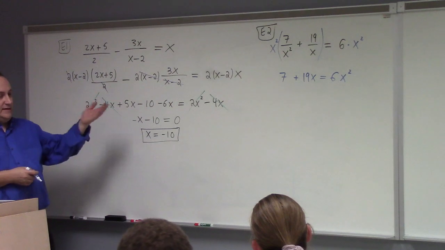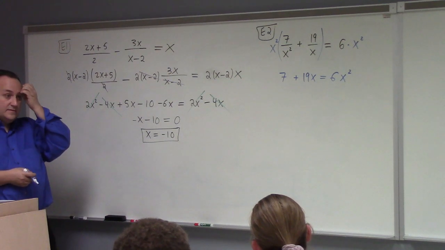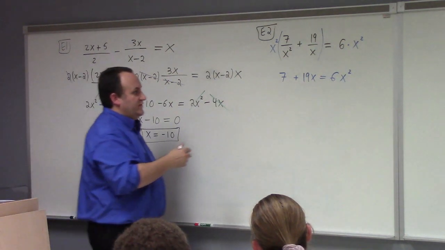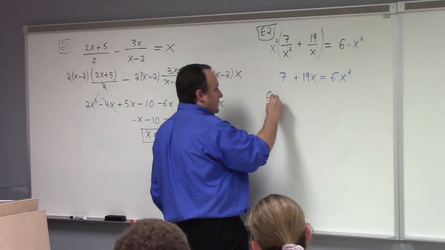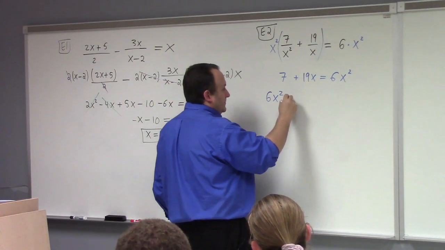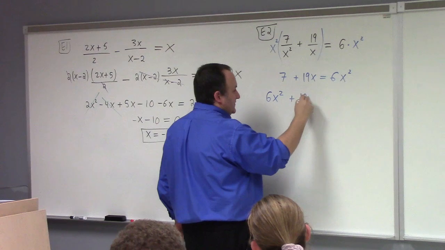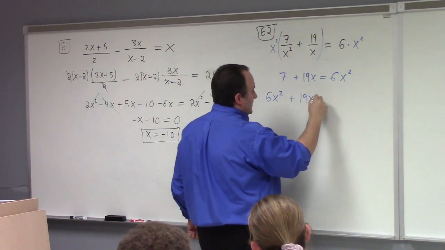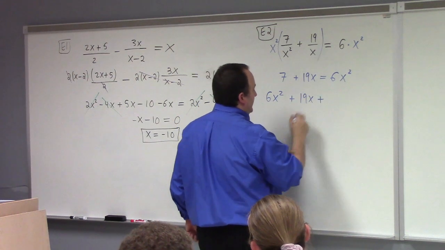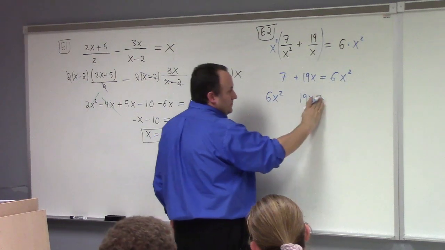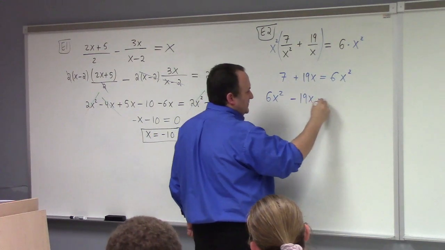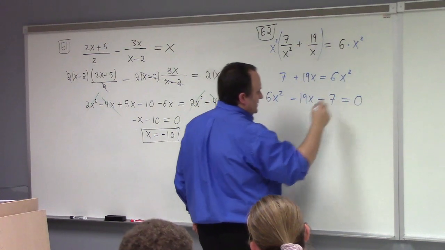And then it's a quadratic equation, right? So what do we do? Move everything to one side, okay? I like to keep the coefficient of the x squared positive just to keep things pretty. Now, is this right or wrong? Obviously what I'm doing is wrong. Excuse me, 6x squared minus 19x minus 7 equals 0.